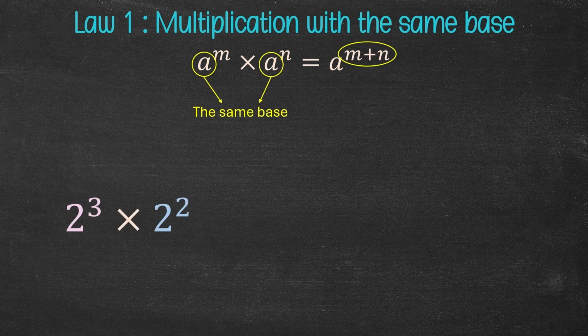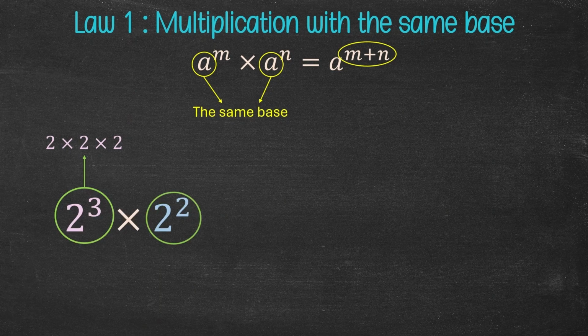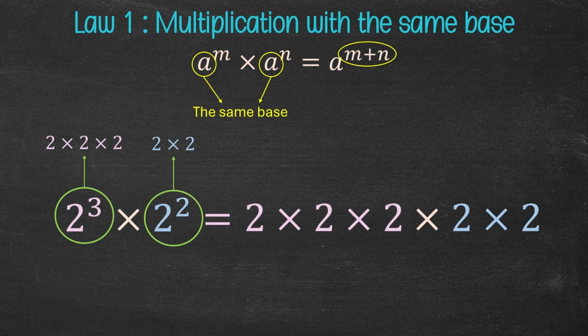Look at this example, 2 cubed multiplied by 2 squared. Now remember, 2 cubed means 2 multiplied by itself 3 times. So 2 cubed equals 2 times 2 times 2. And 2 squared means 2 multiplied by itself 2 times, so 2 times 2. If we write everything out, we get 2 times 2 times 2 times 2 times 2.